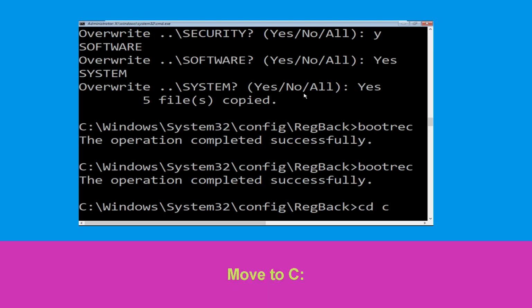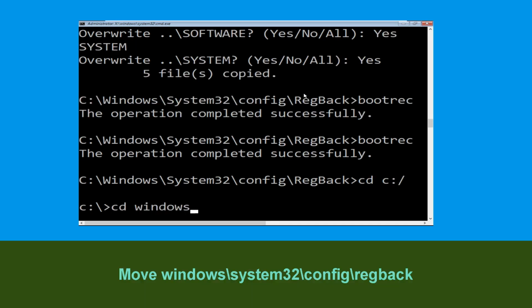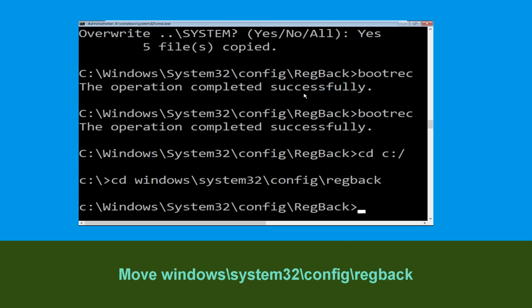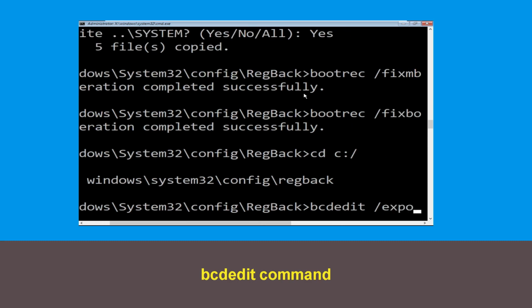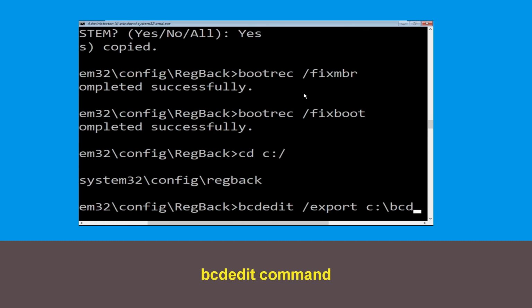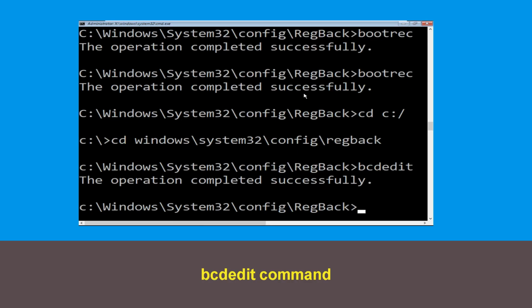Type cd space c:/ and hit enter. Let's execute this command. Type cd space windows /system32 /config /regback. Then simply we need to hit enter to execute this command. Type bcdedit space /export space c:/ bcdbackup and simply hit enter to execute this command.